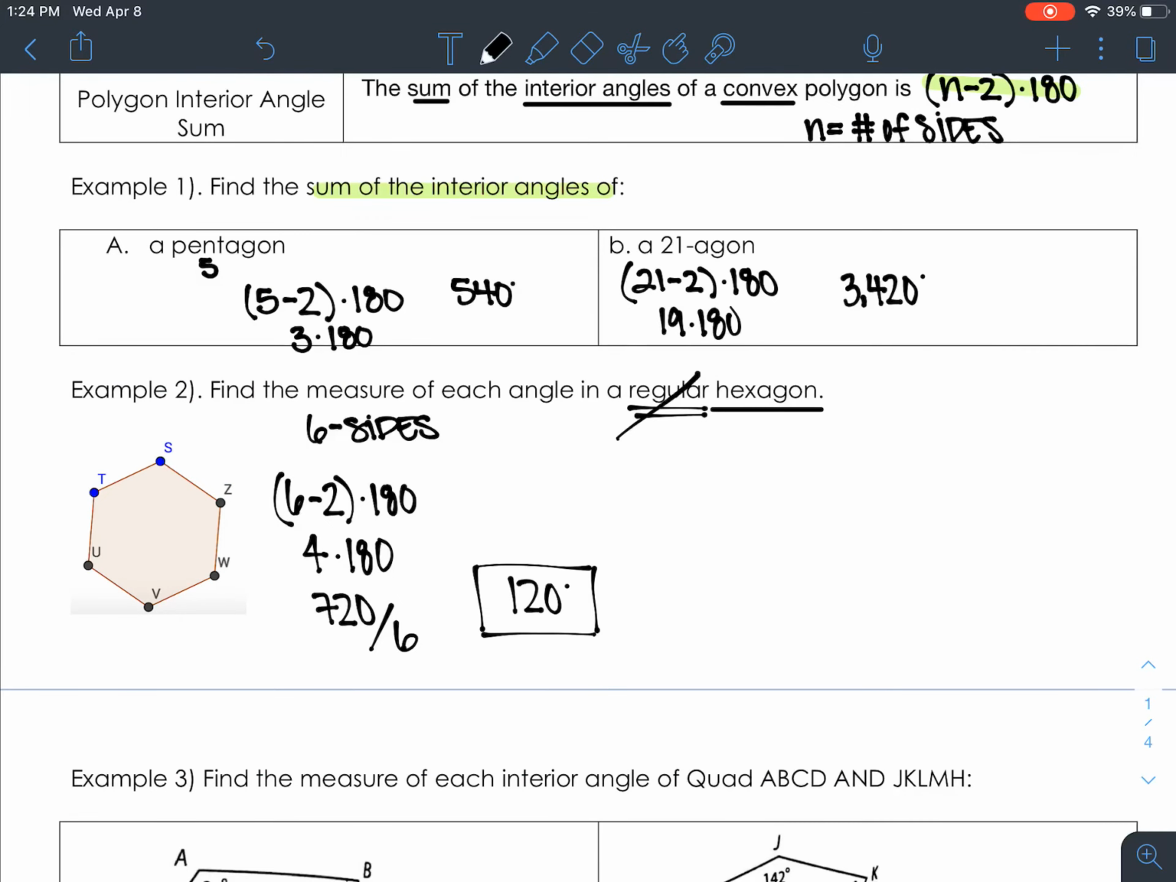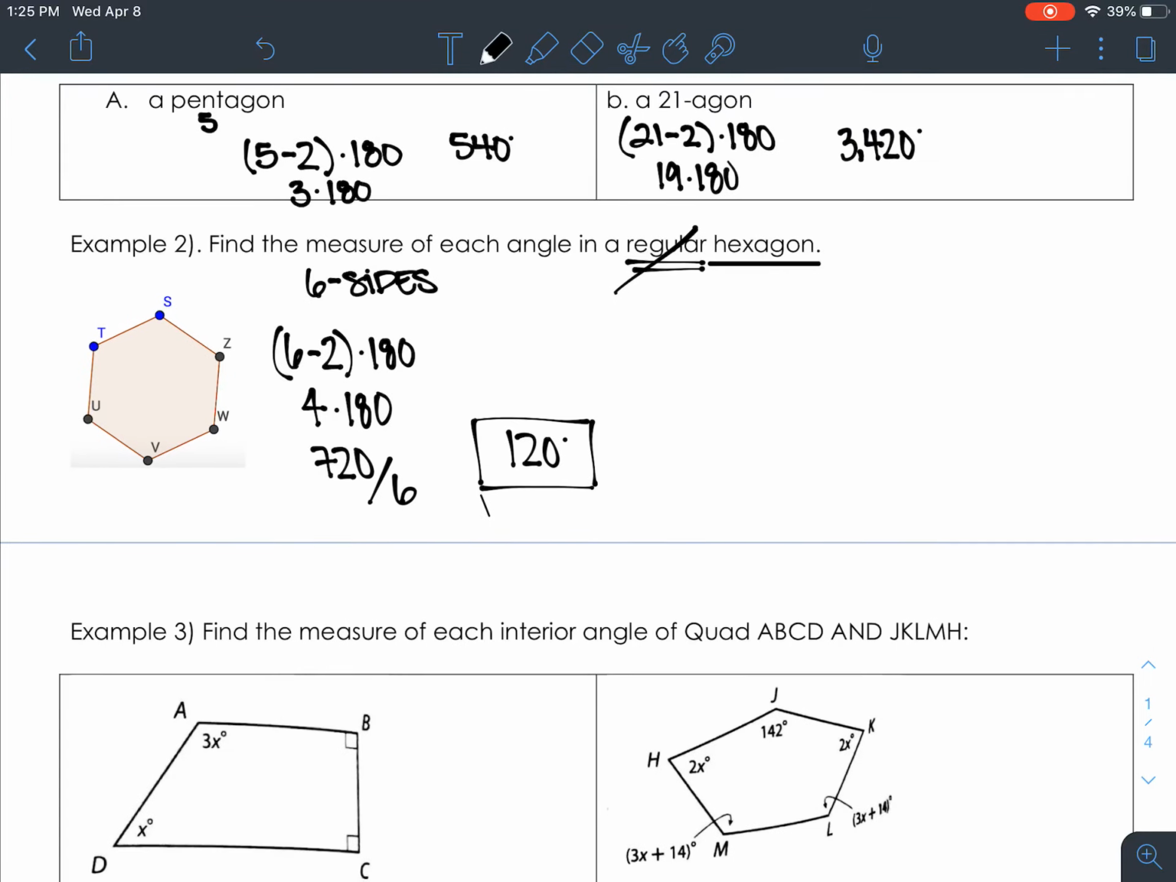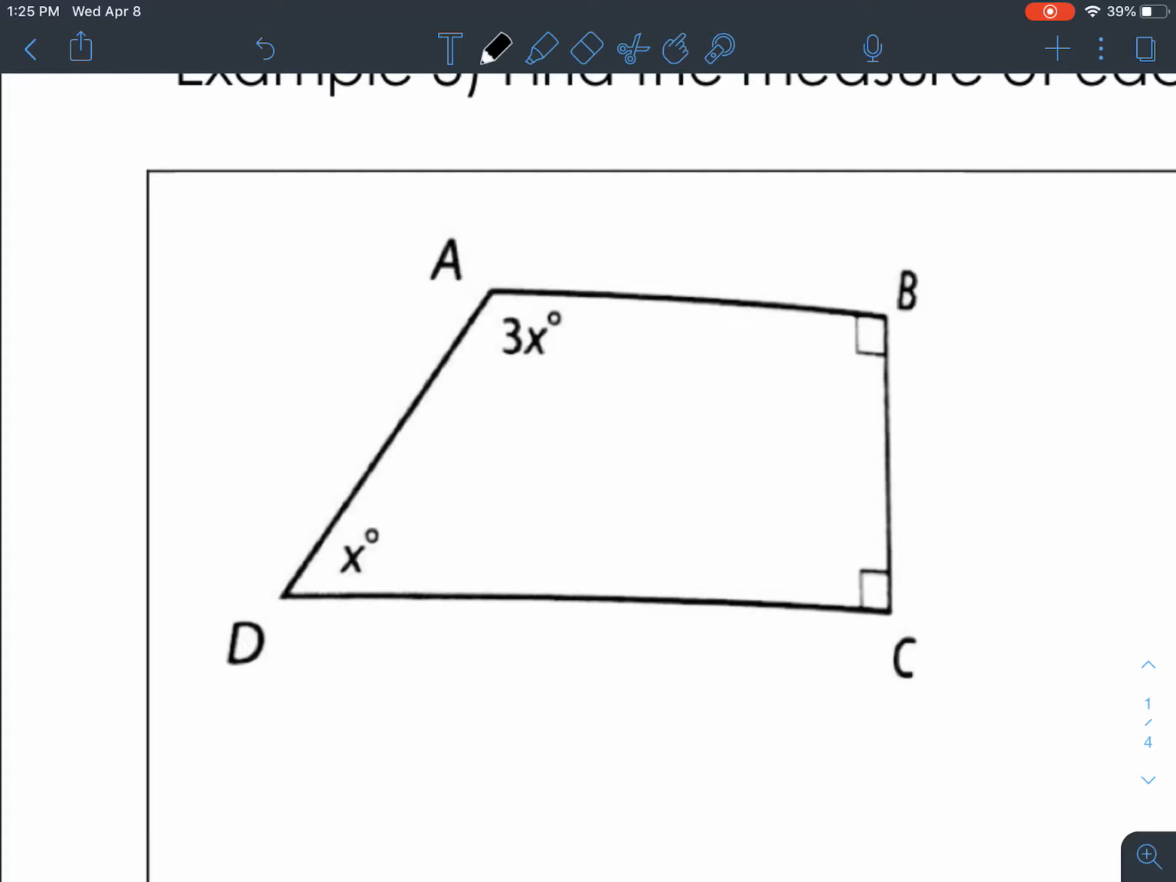If it didn't have this word regular in there, we couldn't do this question. That word regular is saying that all 6 of those angles have to be the same. Okay, let's look at example 3 now.